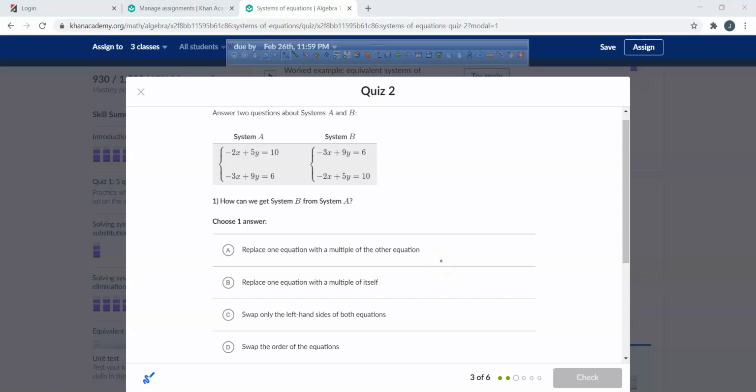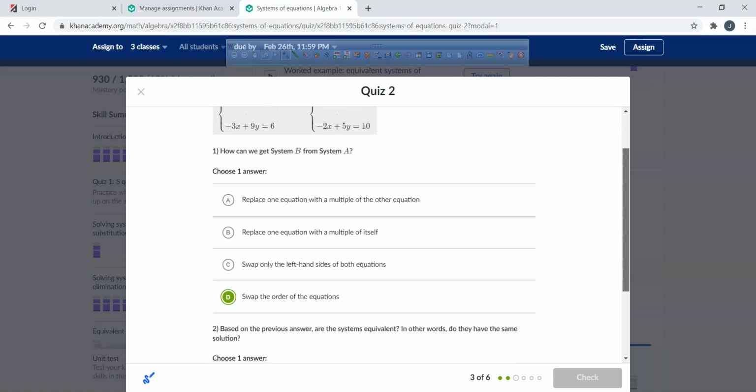All right, when we look at these, sometimes you just have to really look carefully to see which is the correct answer. It says, how can we get system B from system A? Well, this is system B. This is system A. They look like the exact same equations. You see how -2x plus 5y is now down here, and the -3x plus 9y equals 6 is right up there? It really honestly looks like the only thing they did was swap the order of the equations. So of all the answers, that seems to be the best one.